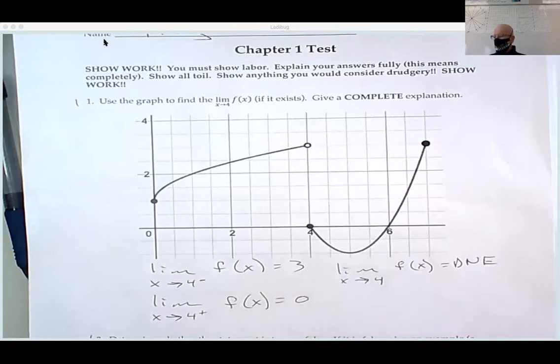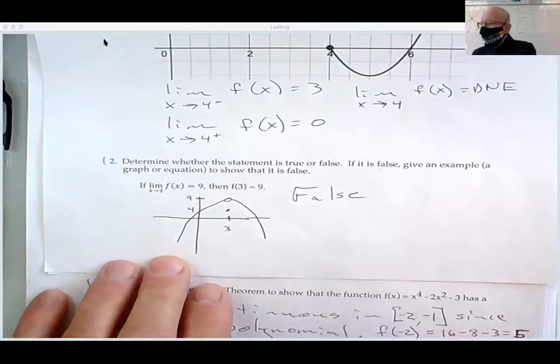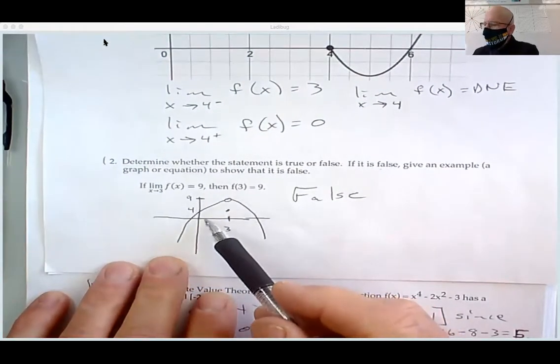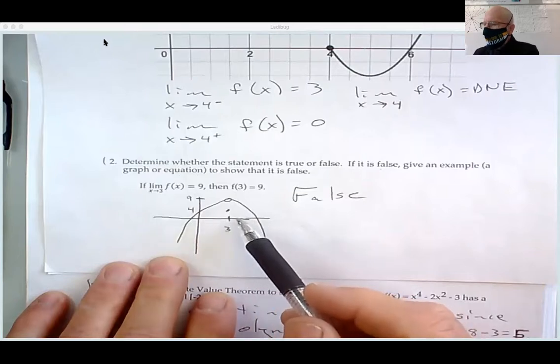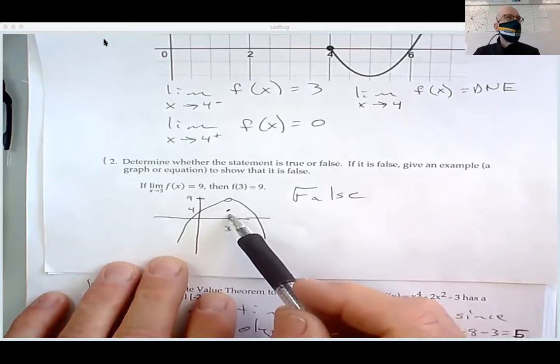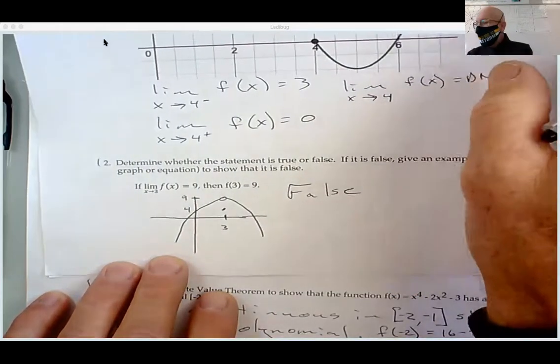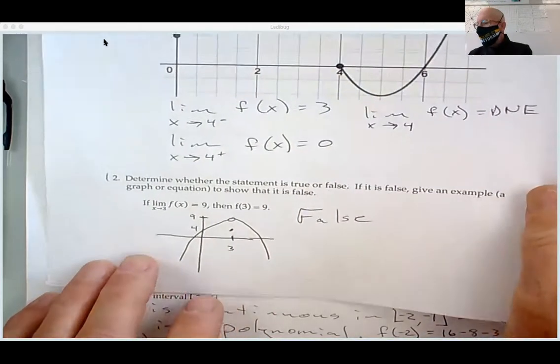This one is determine whether the statement is true or false. It is false. And here's my example. Some people came up with other examples. Here is, I got a hole, and as you approach from the left and the right, you get 9 as the limit, but f of 3 is not 9. I think I have it as 4. Okay, everybody all right on that one? So if you had true, that would have been 1 point.